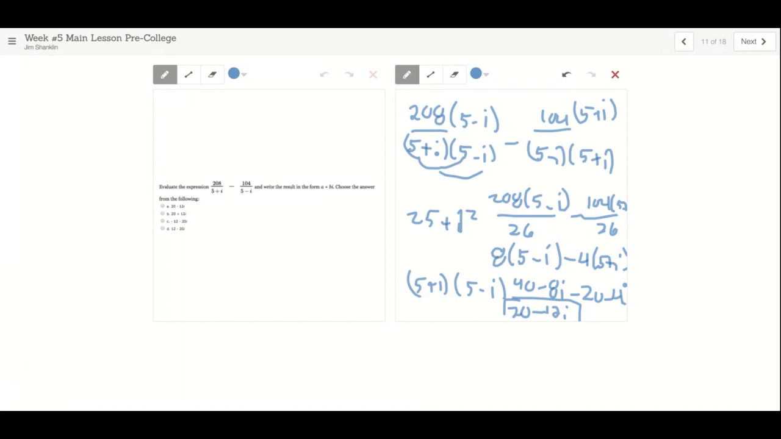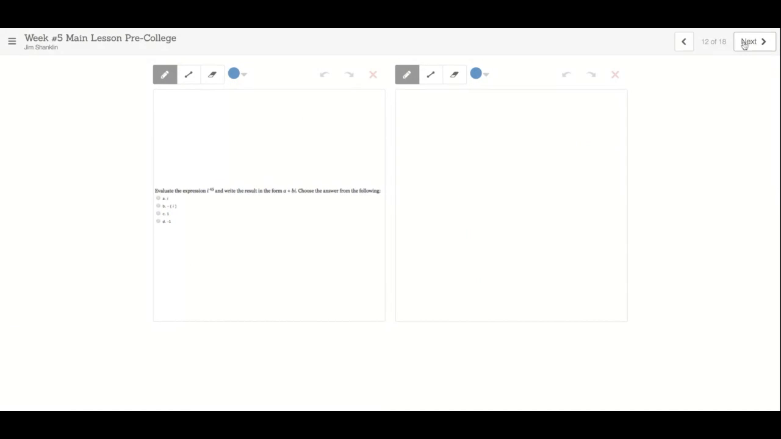All right. Now the next problem I'm thinking is a lot easier. i to the 45. What is i to the 45th power? What is my answer? All right, I'm going to let you guys work on this one because this is a much easier problem. Okay, so this is slide number 12. i to the 45th.